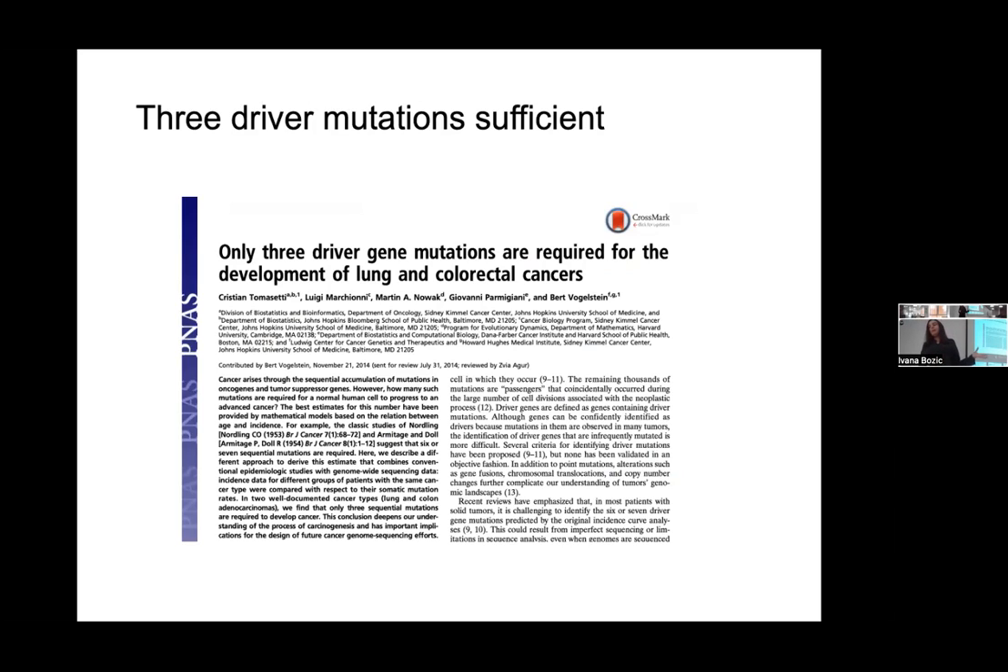And then this paper and some other works seem to point to the fact that 3 driver mutations may be sufficient for the appearance of, in particular, colorectal cancer. And this is, again, 1 oncogene and 2 tumor suppressor genes. And of course, we do not know if this would be true in all colorectal cancers, but this will be the assumption that I will be using going forward. Ideally, we would love to know more precisely the numbers.